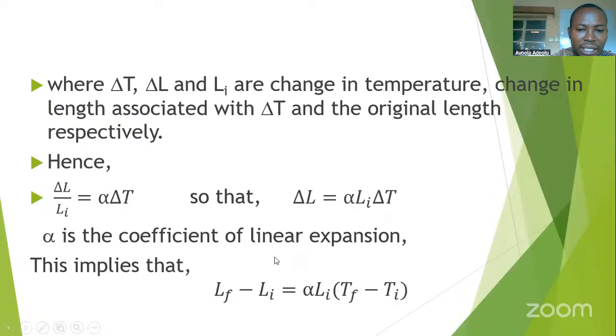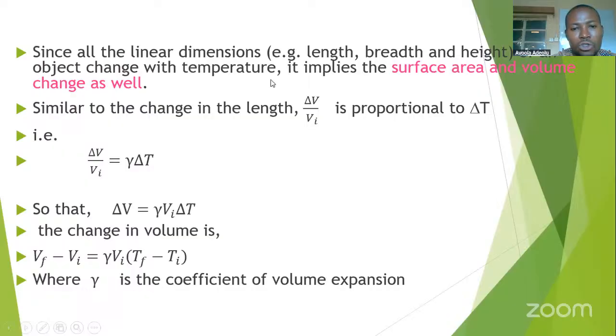This implies that this is change in length. That is, the final length minus the initial length is equal to alpha Li, then the change in temperature, the final temperature minus the initial temperature. This equation and this equation are exactly the same. So, since all the linear dimensions, that is length, breadth, and height of an object change with temperature, it implies that the surface area and volume also will change.